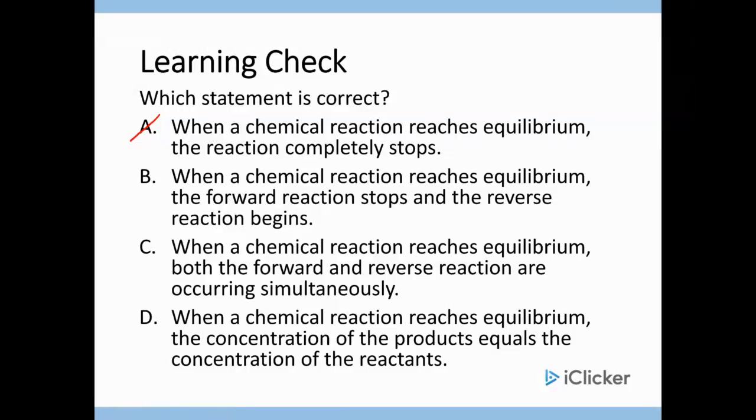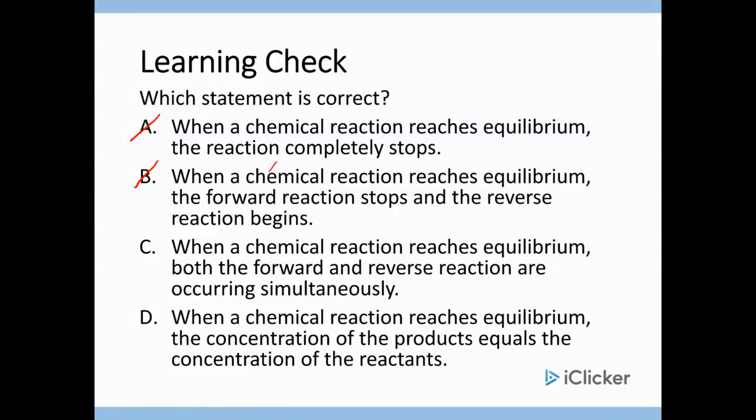All right, B: when a chemical reaction reaches equilibrium, the forward reaction stops and the reverse reaction begins. Well, the definition of equilibrium is that the rate of the forward reaction equals the rate of the reverse reaction. So that means that both rates are not zero, which means neither reaction stops. Both the forward reaction and the reverse reaction are still occurring. So B is also incorrect.